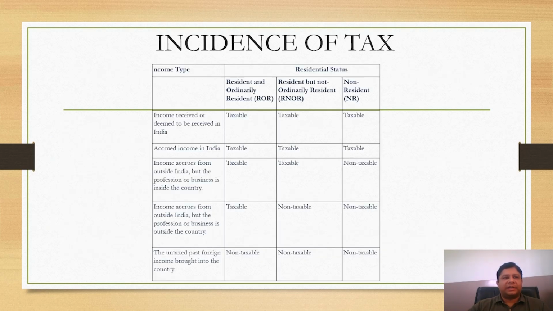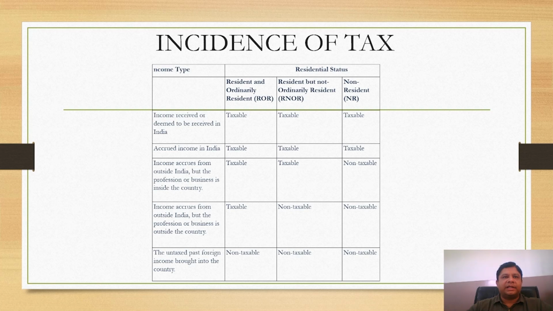Now, moving further, we will talk about incidence of tax or scope of total income on the basis of residential status. As you are seeing in the chart, one category is income type and one category is residential status, and five types of incomes are mentioned here. So basically, this chart shows the type of income and its treatment if the person is resident and ordinary resident, if the person is resident but not ordinary resident, and the third category is non-resident.